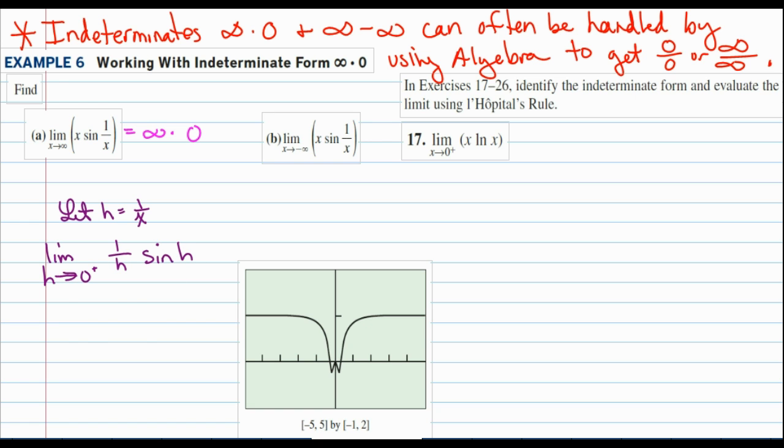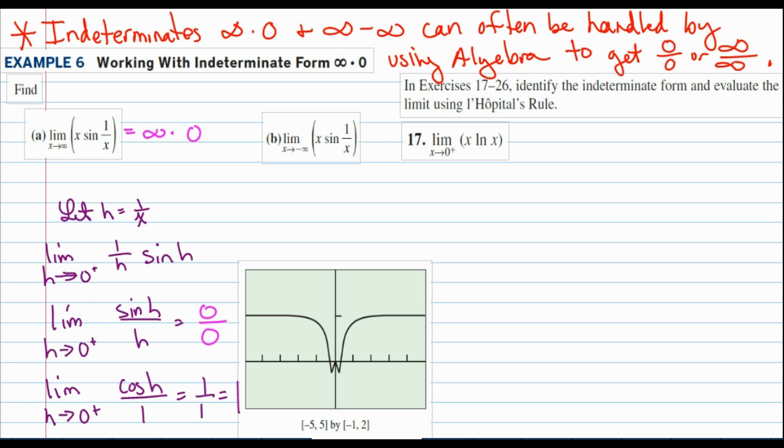This allows for division. Now I have the limit as h approaches 0 from the right of the sine of h over h. So if I plug in 0, I get 0 over 0, which allows me to use L'Hopital's rule. So now I'll have the limit as h approaches 0 from the right of cosine of h, the derivative of the numerator, over 1. Plug in 0, and I get that that's simply 1.